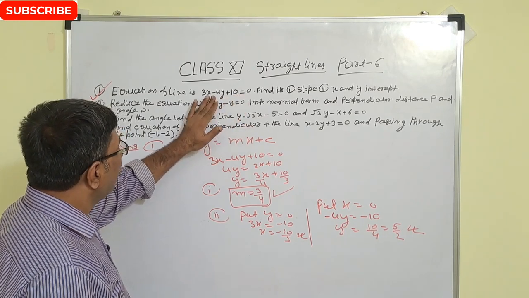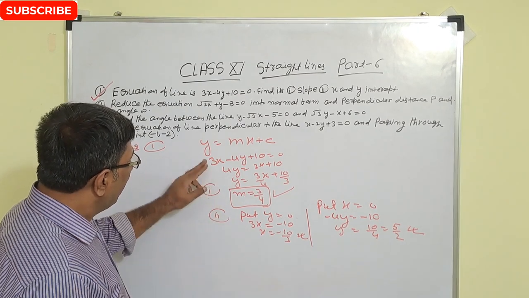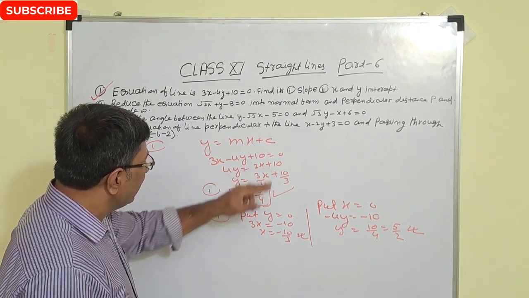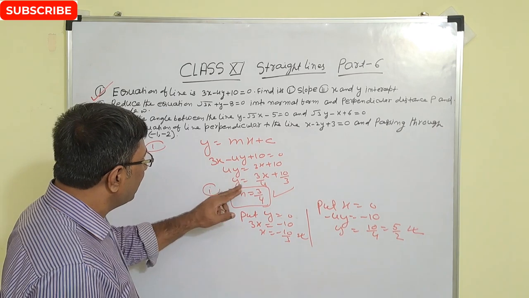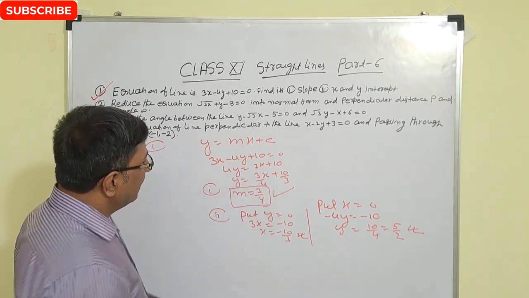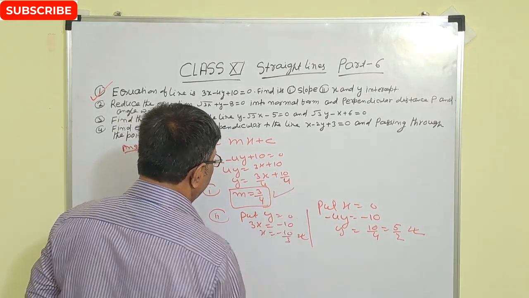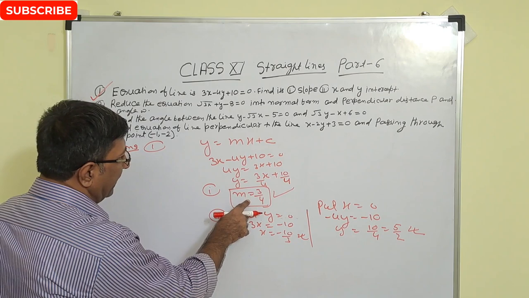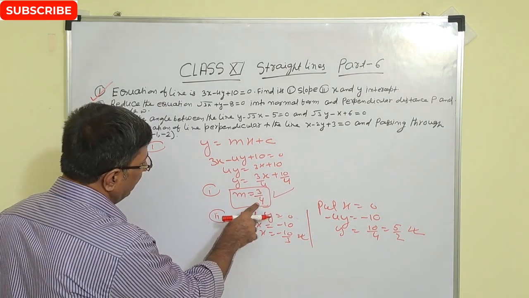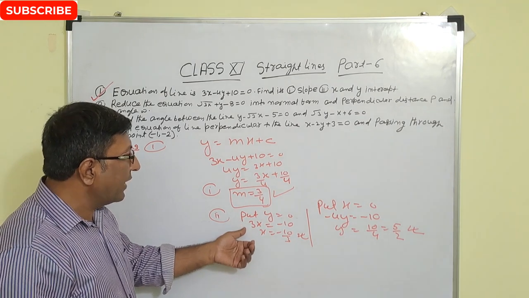So this is the equation 3x minus 4y plus 10 equal to 0. So we can write 4y equal to 3x plus 10. So y equal to 3x by 4 plus 10 by 4. So here slope m equal to 3 by 4.